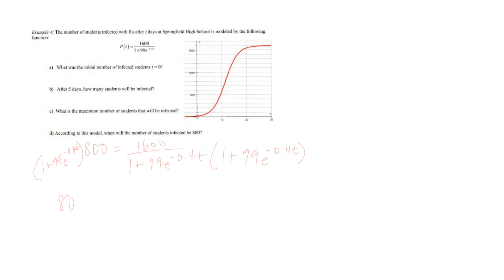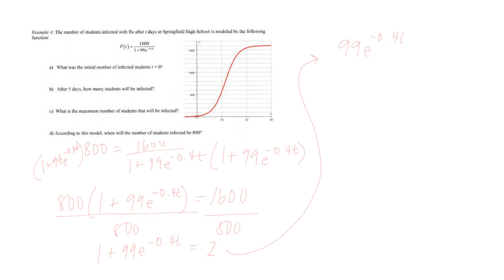Okay, and I'm going to have 800 times (1 plus 99 times e to the negative 0.4t) equals 1600. I'll divide by the 800. So now I have 1 plus 99e to the negative 0.4t equals 2. Now I'm just going to go over here to continue to show my work. Subtract 1 on both sides, and I have 99e to the negative 0.4t equals 1. Sorry, I subtracted 1 and I didn't write it.